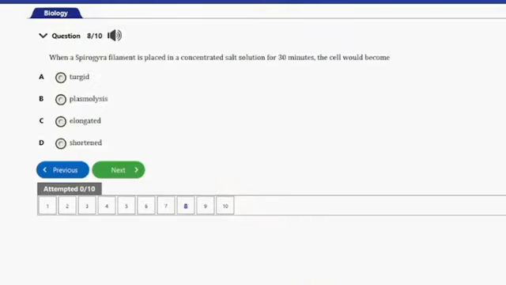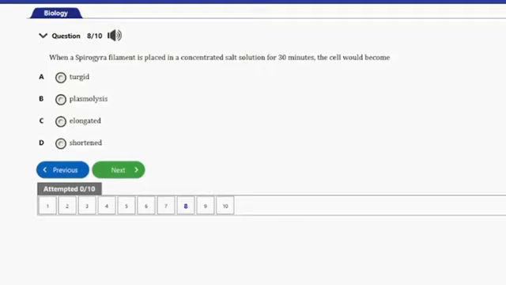It says, when a spirogyra filament is placed in a concentrated salt solution for 30 minutes, the cell would become A. turgid, B. plasmolysis, C. elongated, and D. shortened. So guys, this is a question that is often repeated in WAEC examination, so you need to pay attention to this.